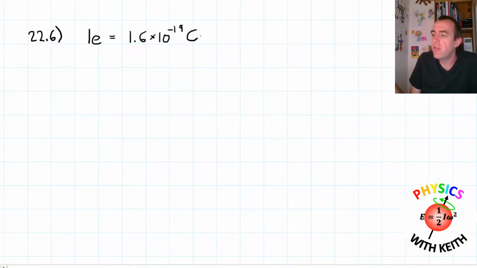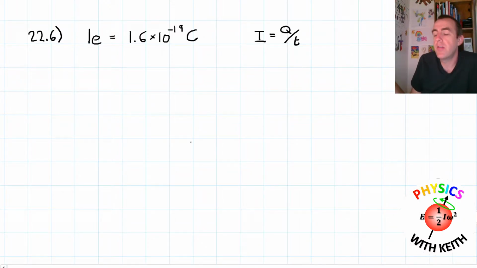For the first question, 22.6, you'll have to know that the charge of an electron is negative 1.6 times 10 to the negative 19 coulombs. You will have to use standard form here because otherwise you won't be able to work through the questions. You'll have too many zeros to write and you'll lose track of your decimal place. So if you're not sure how to use standard form, it's worth picking up and looking at that now.